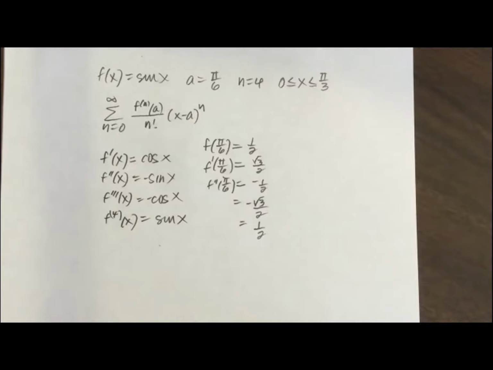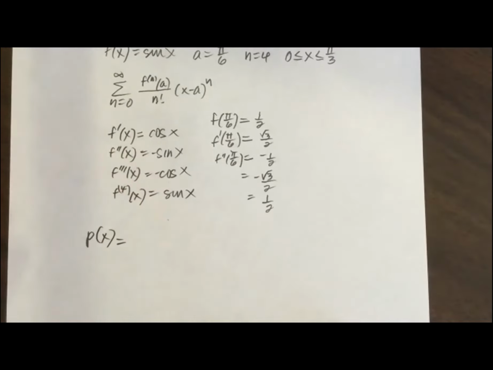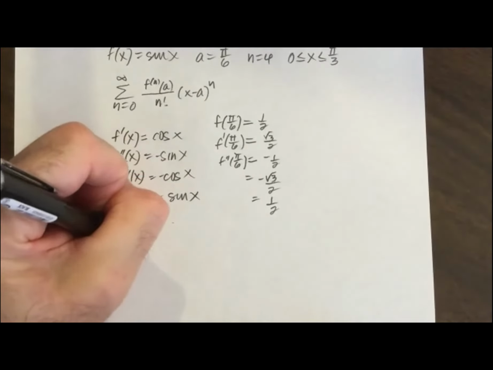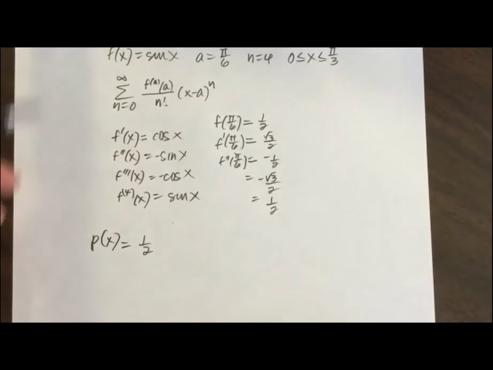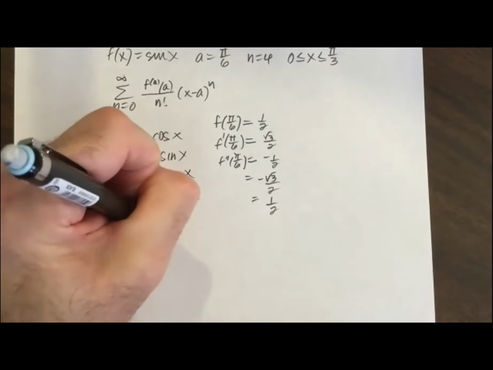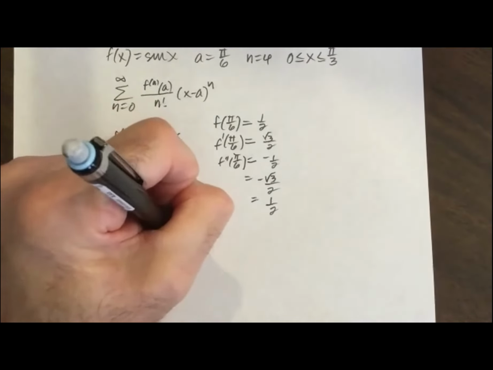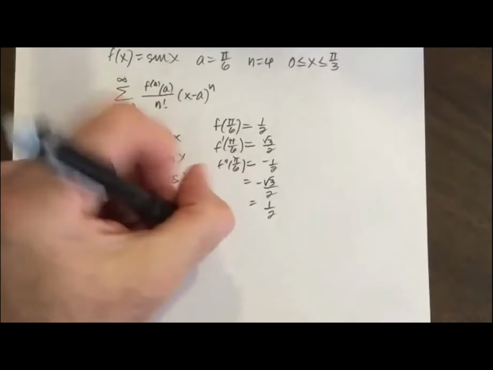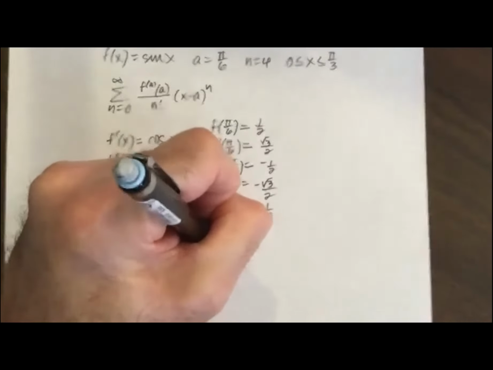We doing okay? Okay, then let's write it out. So what does our Taylor polynomial look like? I'm going to write it in expanded form, and then you can write it in summation notation too if you like. It's 1/2 over 0 factorial, this stuff to the 0. And then you've got plus root 3 over 2, that's the numerator, 1 over 1 factorial, x minus pi over 6 to the first power.